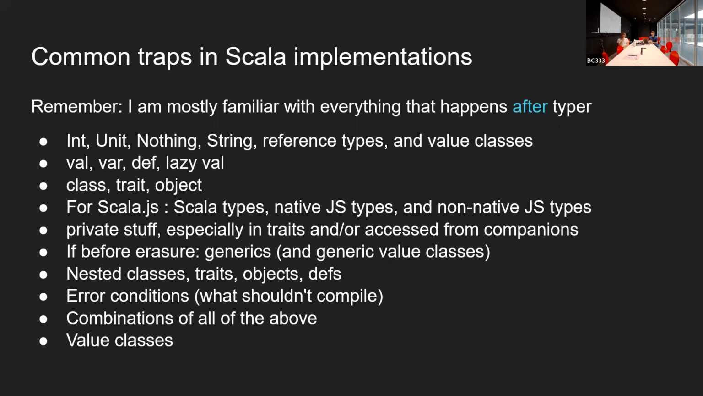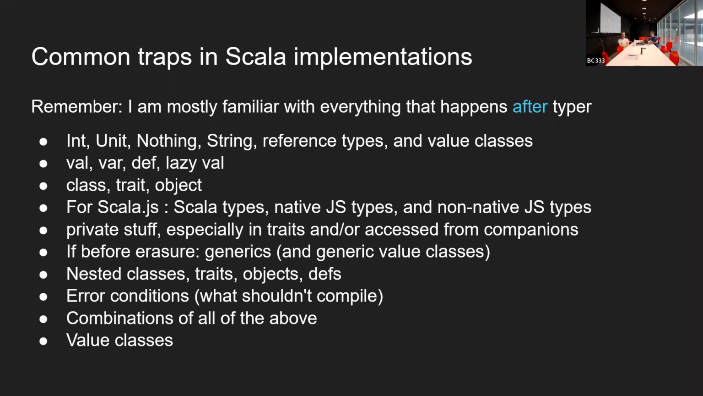Private stuff, it's very often we overlook that. We test extensively with public definitions because it's just a test, right? So who cares about visibility and stuff? But in fact, private members, especially when they're in traits or when they're accessed from companions, companion object or companion class, they trigger different code paths in the compiler. They get transformed in a very different way from public members. And so they are very good candidates to make code crash.